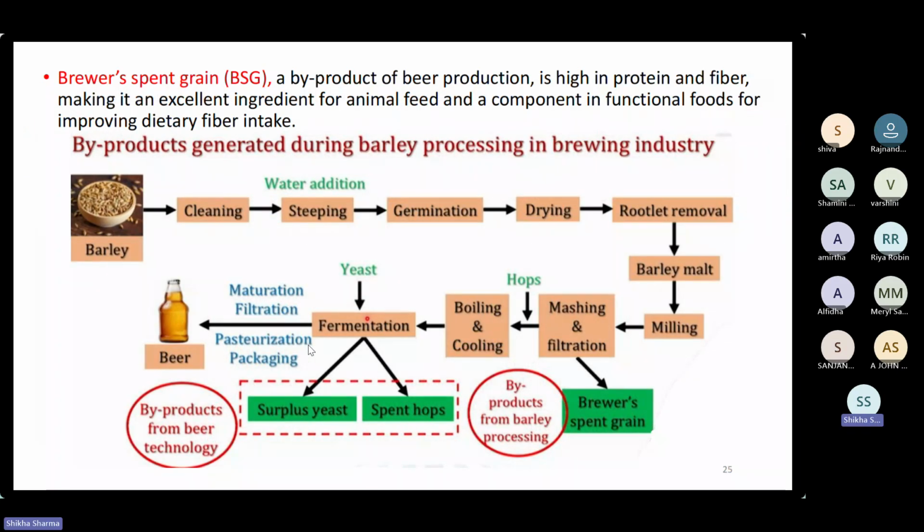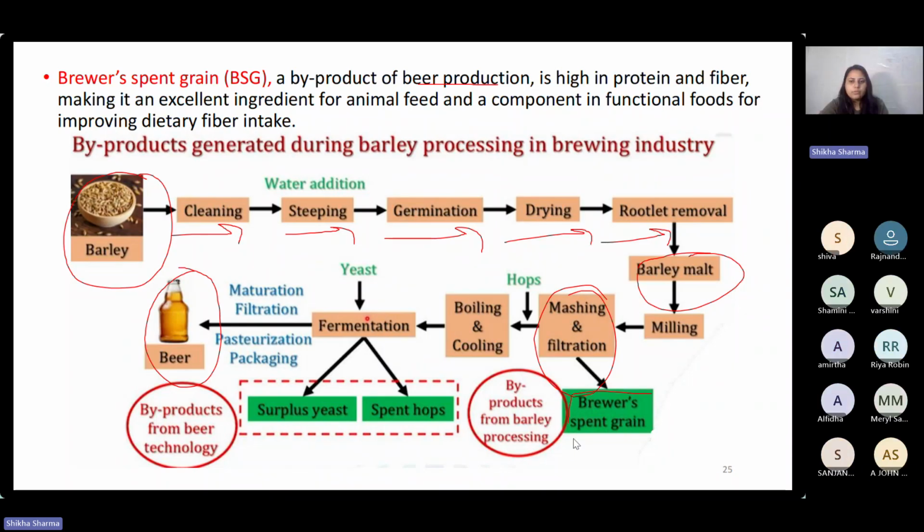Then next is the brewer's spent grains. It is a byproduct of beer production. So from barley to beer, if we are processing, we can get different byproducts. Barley is cleaned, then steeping, germination, then drying, then rootlets removal, then barley malt is the product we get, and after that the barley malt is milled, and after the milling, the mashing and filtration is there.